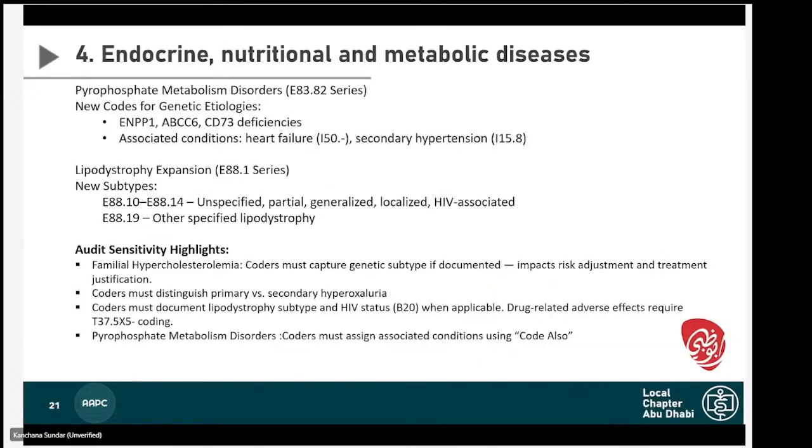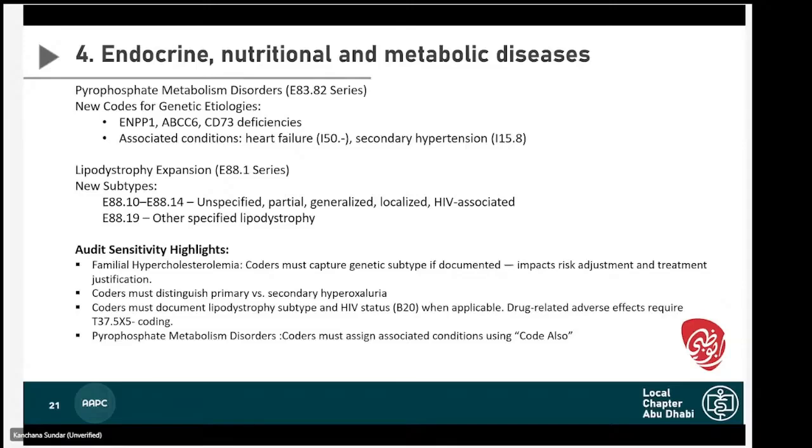The next is pyrophosphate metabolism disorder. And what is this metabolism disorder all about? It is when the body is not properly regulating the pyrophosphates. This is a molecule which prevents calcium phosphate deposits in the tissues. So they have classified this further into ENPP1, ABCC6, and CD73 deficiencies.